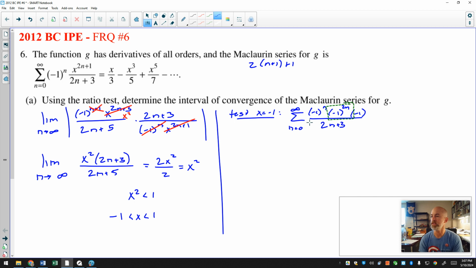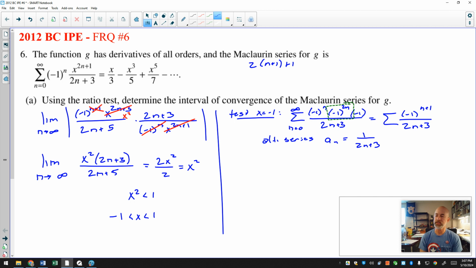And then you look at the rest of this, it's -1 to the n times -1. That ends up giving me the series of -1 to the n plus 1 over 2n plus 3. And what we have there is an alternating series, with my non-alternating part, I'm going to call it a sub n, being 1 over 2n plus 3.